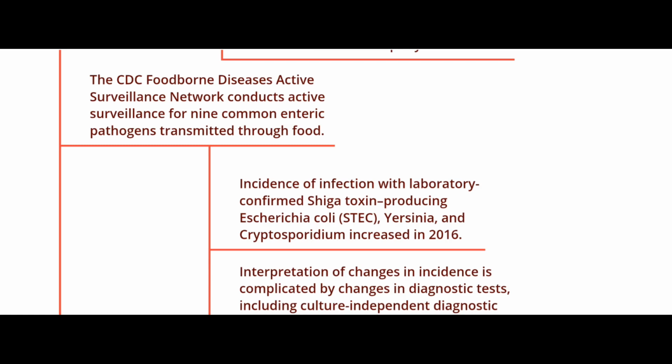Incidence of infection with laboratory confirmed Shiga toxin producing E. coli, STEC, Yersinia, and Cryptosporidium increased in 2016. This has to do more with the introduction of new protocols that had clinicians investigate more and better sensibility of the laboratory data.